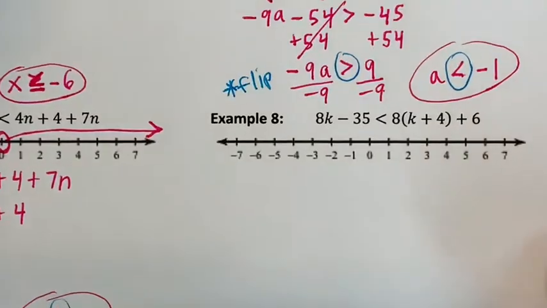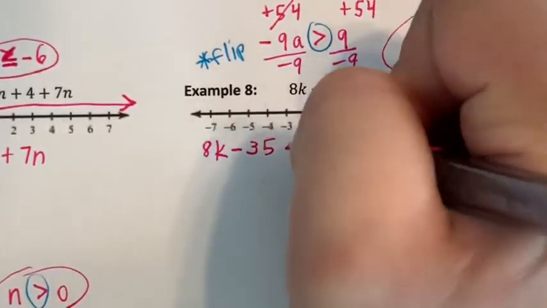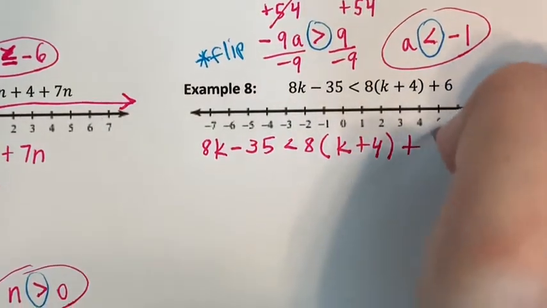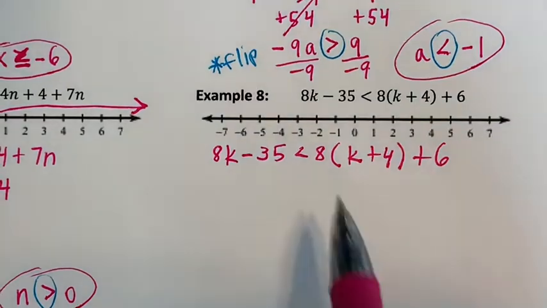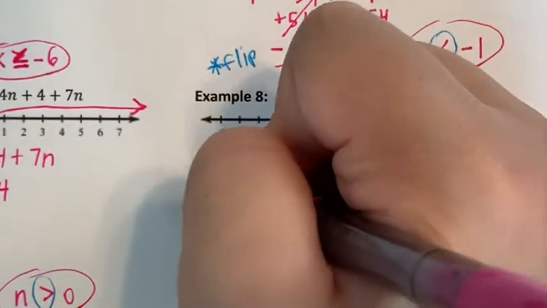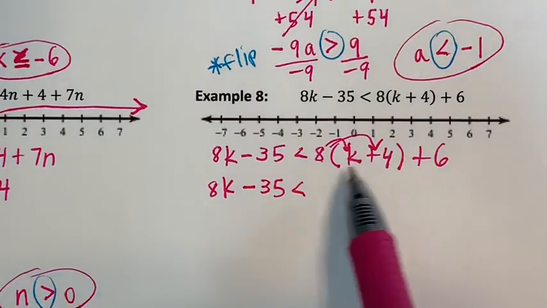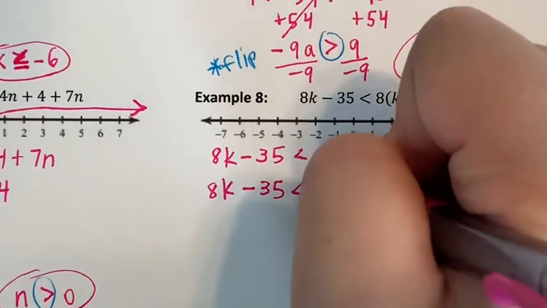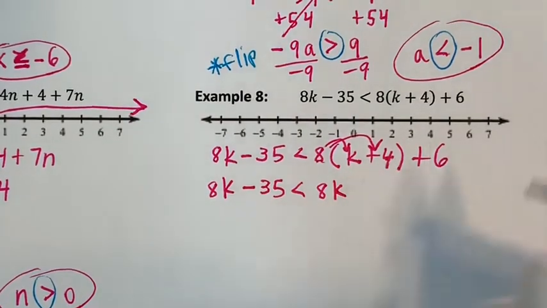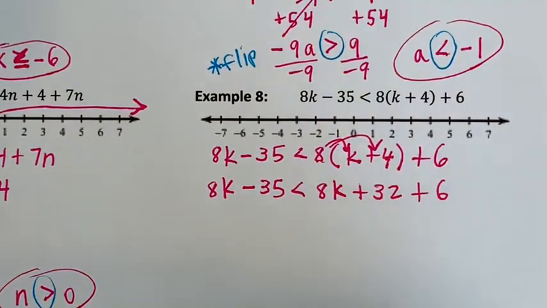Last example, example 8. Take a moment, rewrite it: 8k minus 35 is less than 8 times the quantity k plus 4, plus 6. Ooh, and I see I have 8 times some stuff inside parentheses. So right away, that's an indication to you that 8 times parentheses means we're going to have to do the distributive property. So my left side stays the same, 8k minus 35 is less than 8 times k. It's 8k. 8 times 4, don't forget to distribute the 8 to the second term. 8 times 4 is 32. Bring down your plus 6.